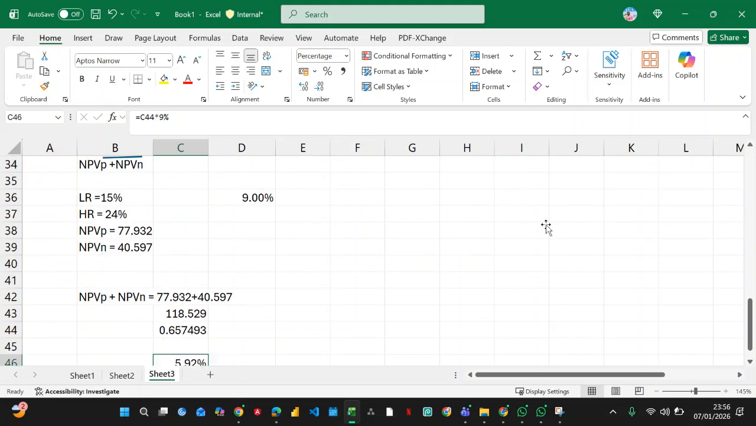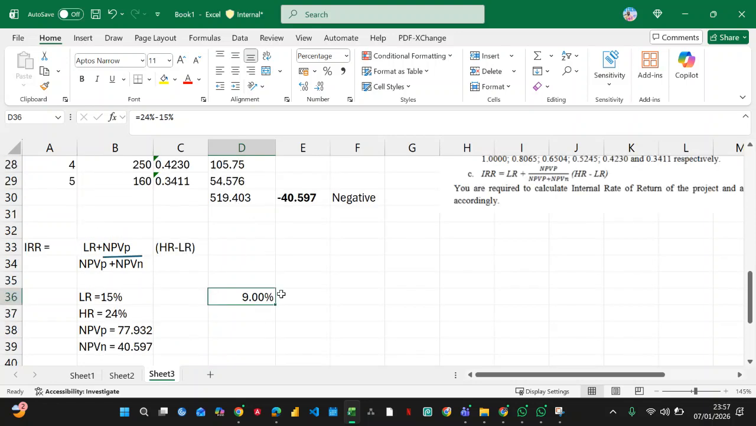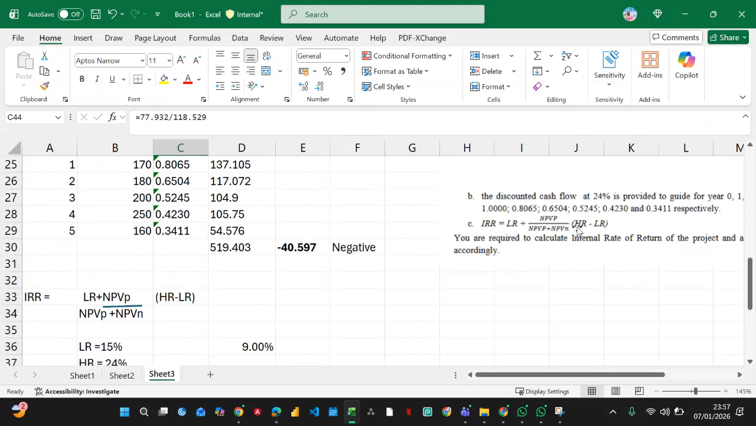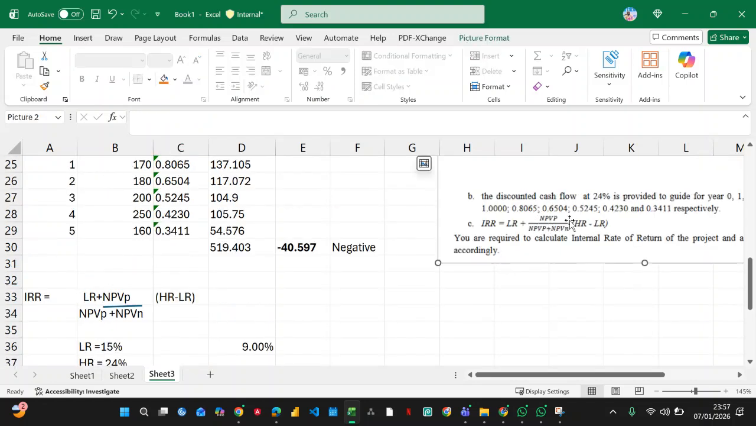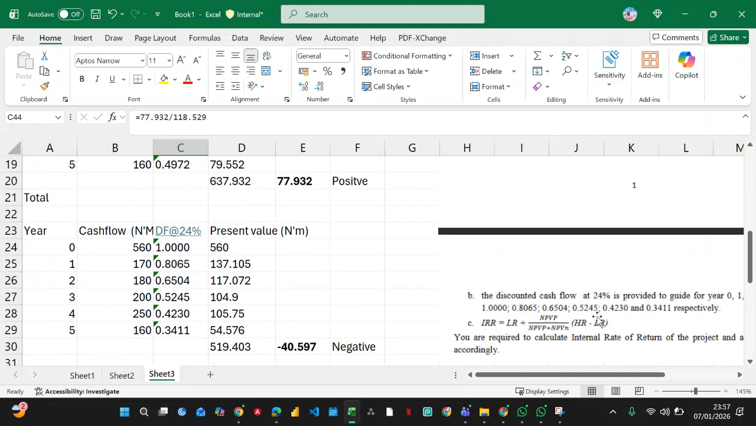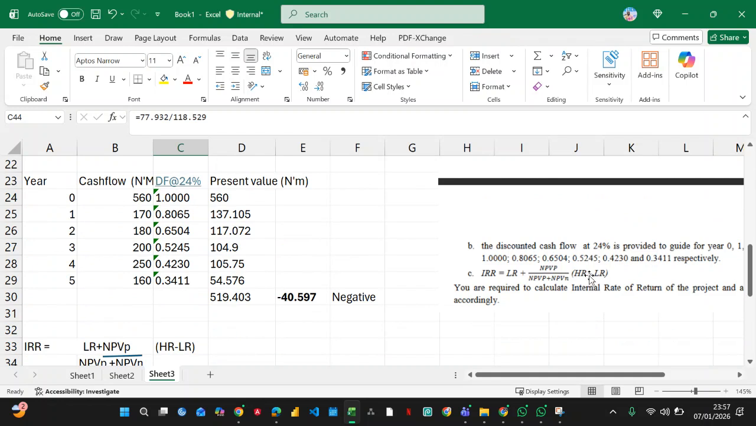Sorry, what you just got? The 5.92 is from, see, this is what I've just got. We have calculated this value, Abi. I understand the 9%, 24 minus 15. We have gotten this value. This value here is for this 0.665, from this divided by this. So we now divide this value we got here, multiplied by this 9.